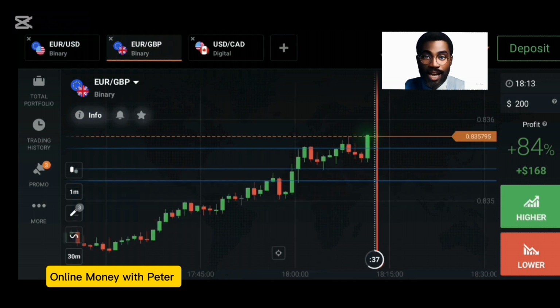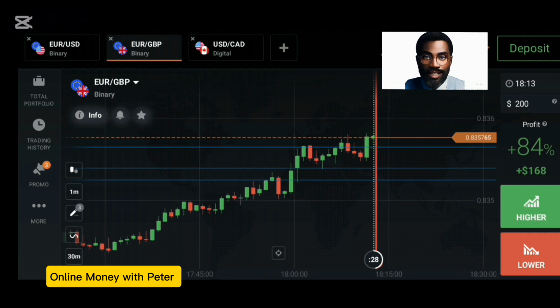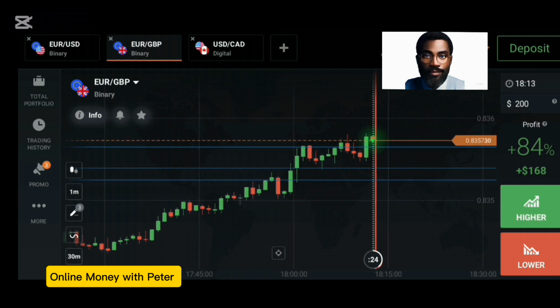Okay, I'll leave that one. Okay, GBP, Euro, GBP. Let's see what happens here. If it closes, let's see. Okay, it comes down a little bit. Quite on an uptrend. Let's see.